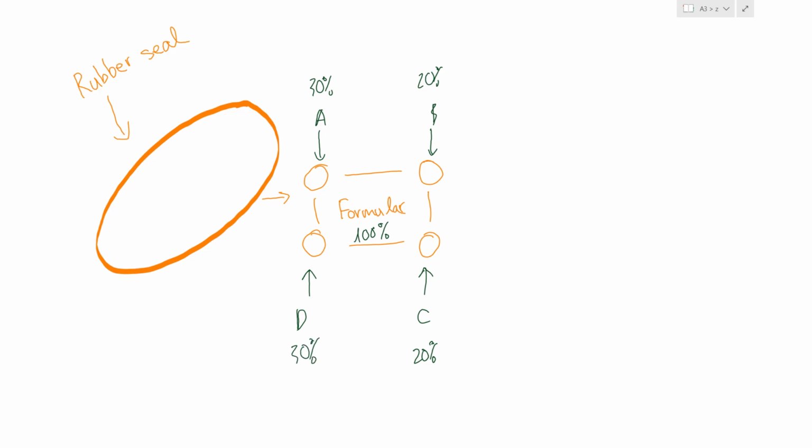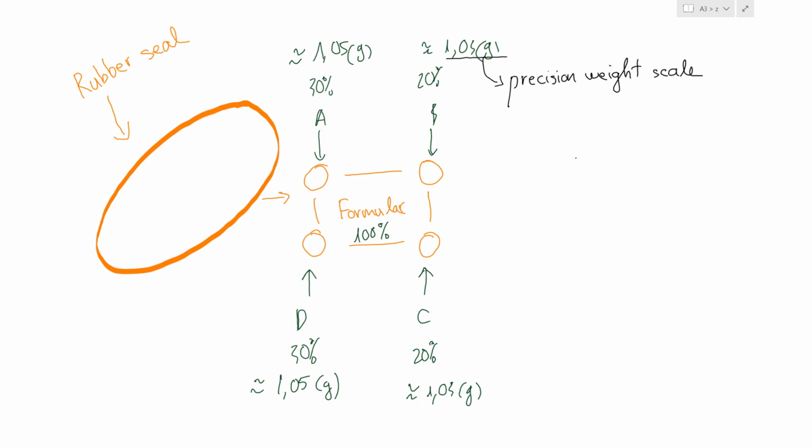And not only stop here, you know that with the formula 100% here, now we are going deeper. For example, compound A 30% equals 1.05 gram and B equals 1.03 gram. And also the same, C is equal to 1.03 gram. You can see that the tolerance here is very small. So to weigh this material, you need a precision weight scale. For example, here is your scale, and here is the monitor of the scale.